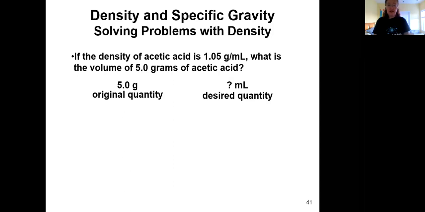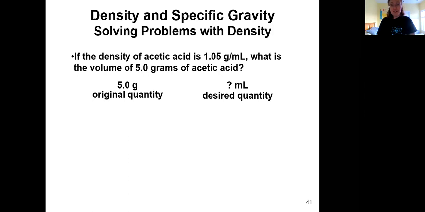Our original quantity, the guy that has only 1 unit, is the 5.0 grams. We want milliliters. I'm not going to use density equals mass over volume because I only use that if you're asking me for density. In this case, we're going to use the density as a conversion factor. Do you see how it has 2 units there? The gram and the milliliter all in one? That screams conversion factor. That's my gateway from grams to milliliters, from mass unit to volume unit.